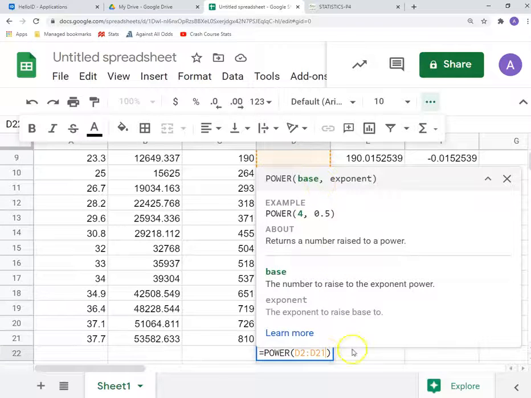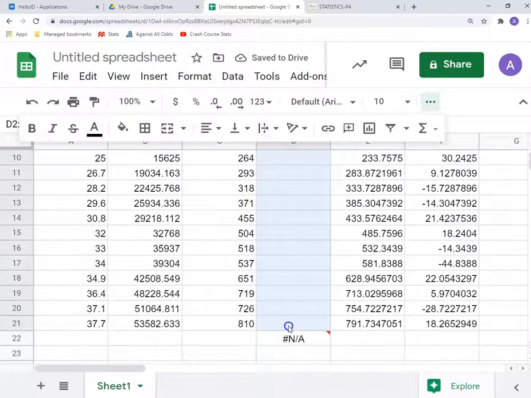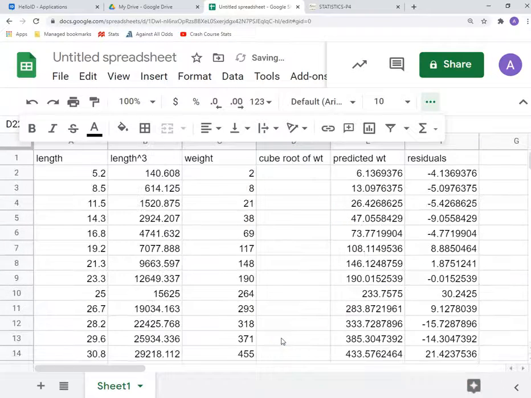So we're taking, why did it put it down there again? Sorry. I want it in there. I don't want that there.